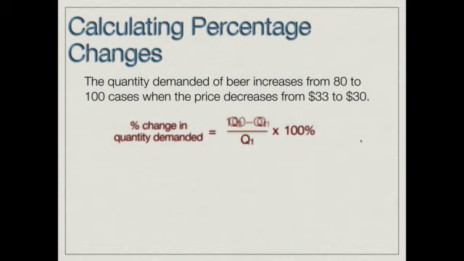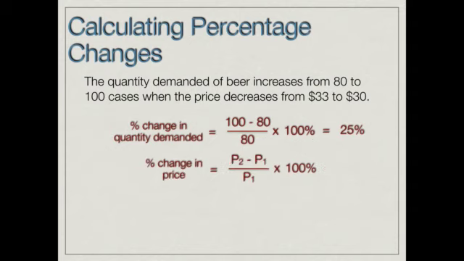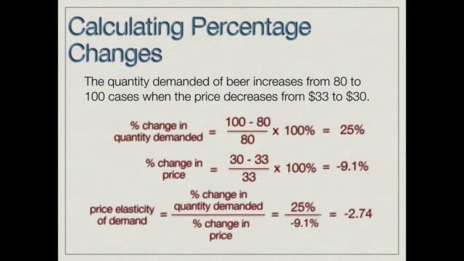So we go through the same process. Q2 is now equal to 100. Q1 is equal to 80. When we calculate that out, we see that that is an increase of 25%. We do the same for the percent change in the price. The new price is equal to 30, the original price is equal to 33, and when we calculate that out, that gives us a negative 9.1% change in the price. So when we calculate that out, we get that the price elasticity of demand is equal to negative 2.74.